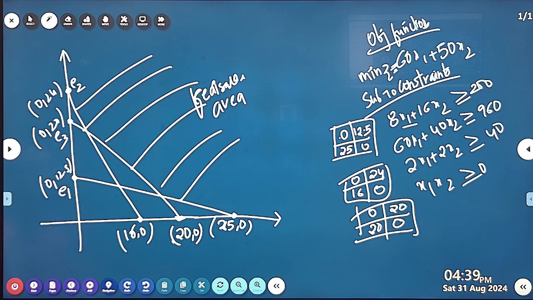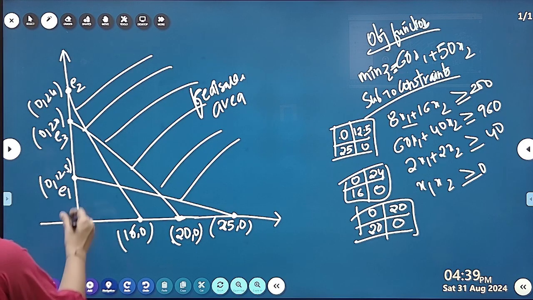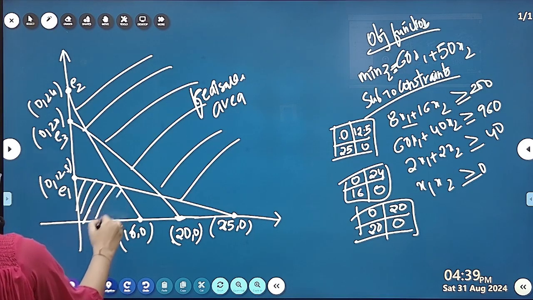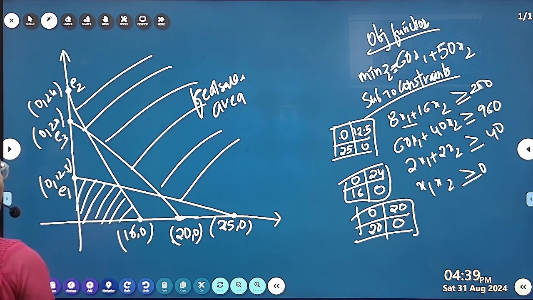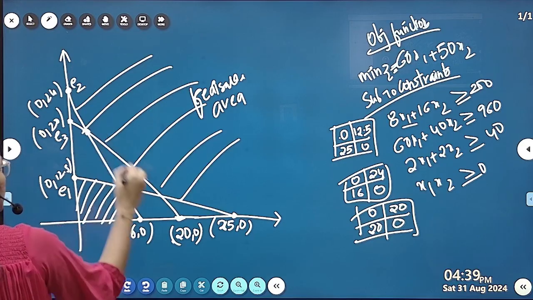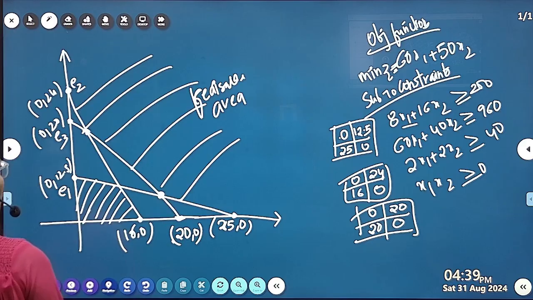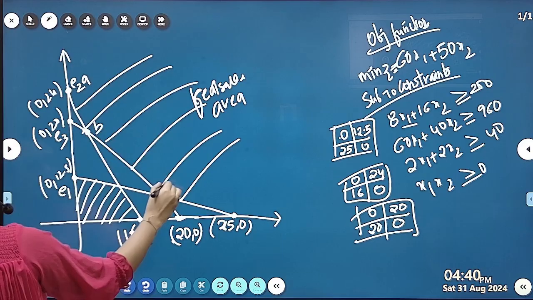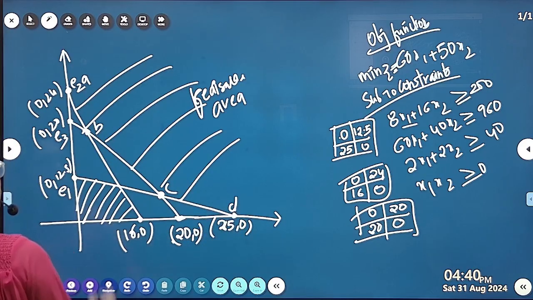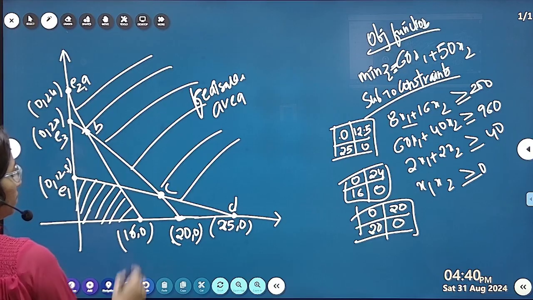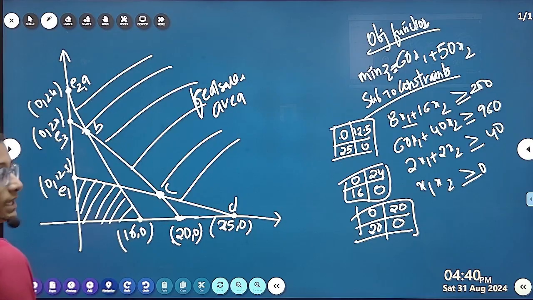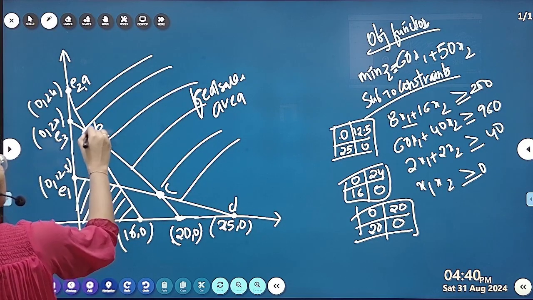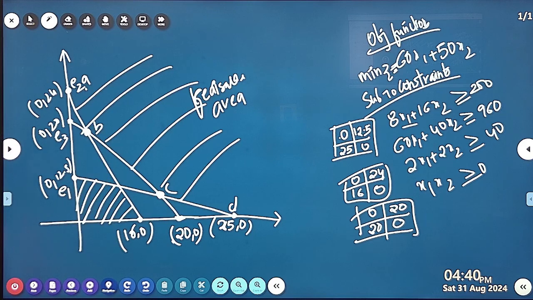So this is the inner area where all the points are meeting. So this point and this point. Let us take this point as A, and this as B, this is C, and this is D. A has value 0 comma 24 and D also has a value, but C and B we don't know the exact values. So we need to find B and C now.